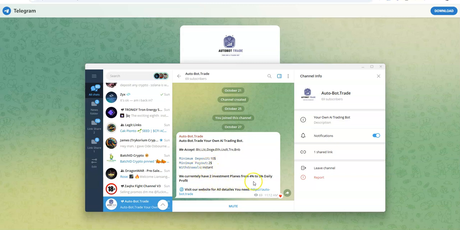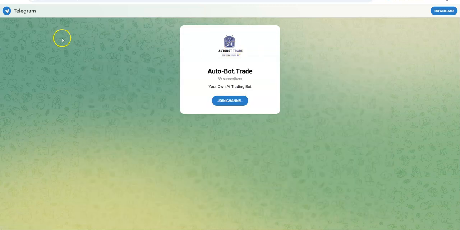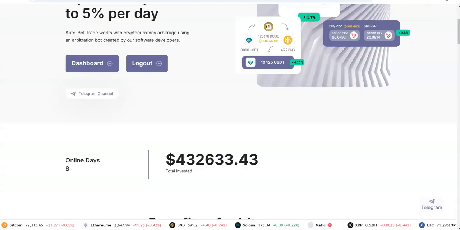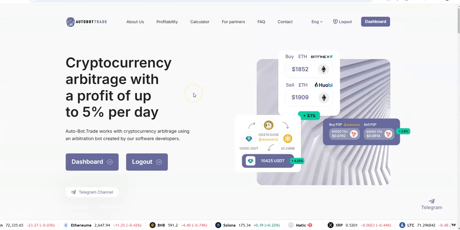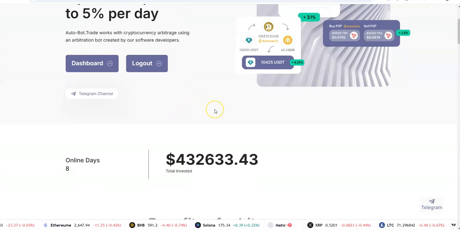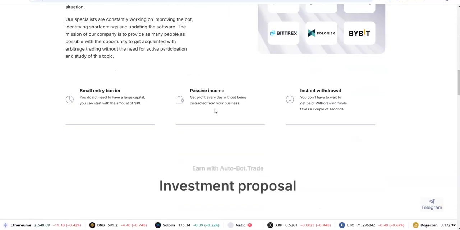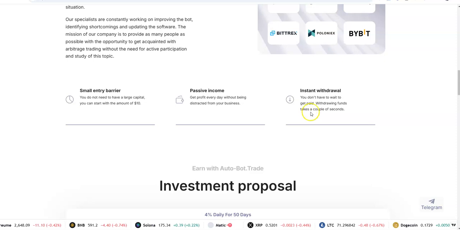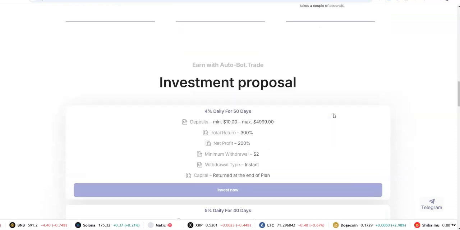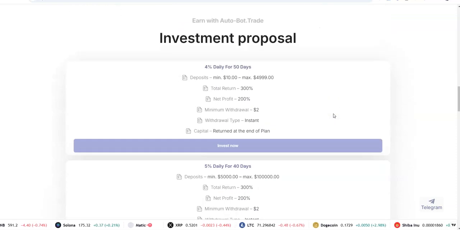So you have 4 to 5% daily profit, all right? So that's what they got going on over here at Autobot Trade. You can make up to 5% a day. 8 days. All right. So far, so good, as long as it keeps it going. As long as it keeps paying instantly, it's not such a bad thing. So we're going to see.